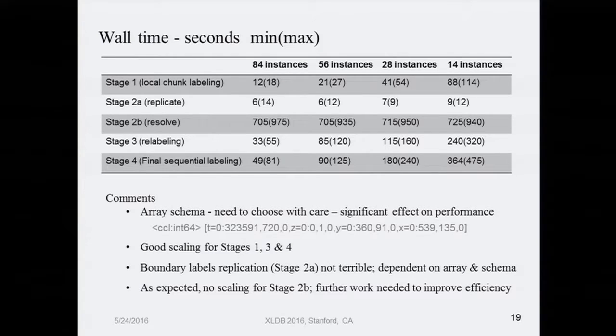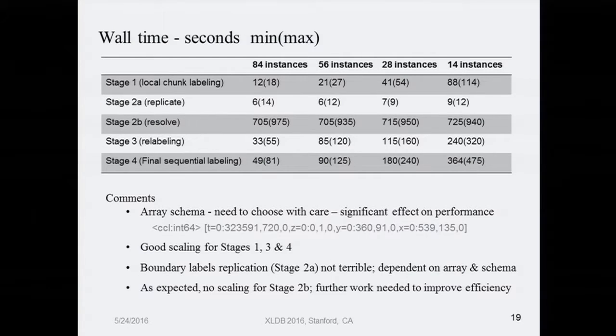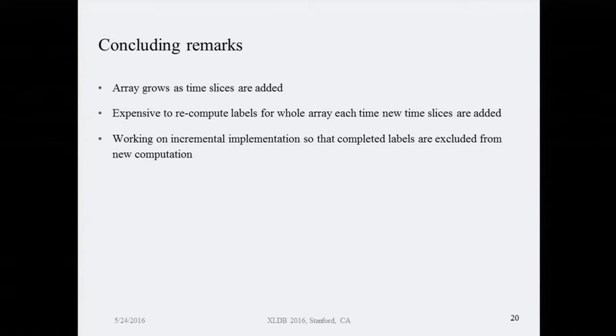For performance, the key thing is, as we expected, the boundary labeling will not scale. It's dominating, so we are thinking about what to do to improve that. We have good scalability in all the other parts, so we're looking at this to see what we can do to improve that further. And even if we're able to get that to scale very well, we don't want to recompute CCL all the time. So we're looking at not recomputing labels that were already computed.